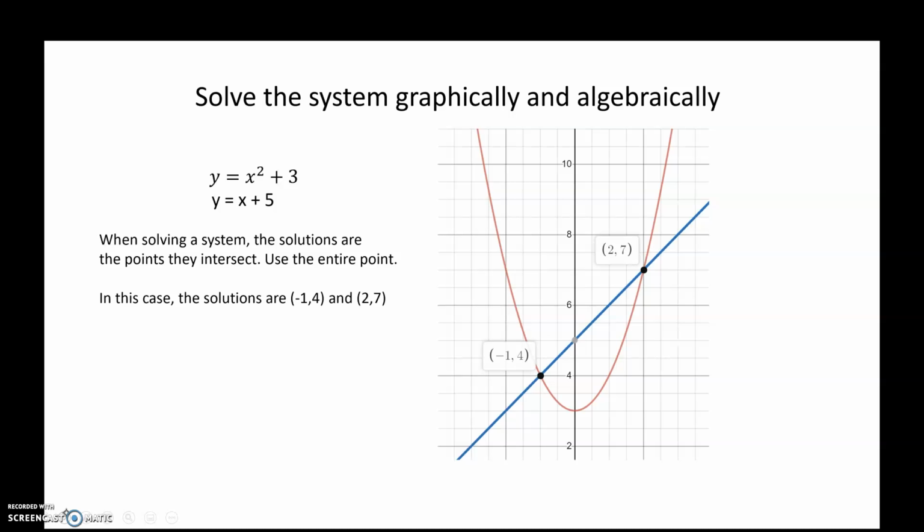So we're not just looking for the x value. Here we're looking for both x and y. So there's a difference between the way the equations were written last time and this one. In this case, you're being told there's a system and you're given two different equations. So I just graphed them in Desmos and I can see my solutions where they cross: negative 1, 4 and 2, 7. Now, if I were to do these algebraically, that's the next slide.